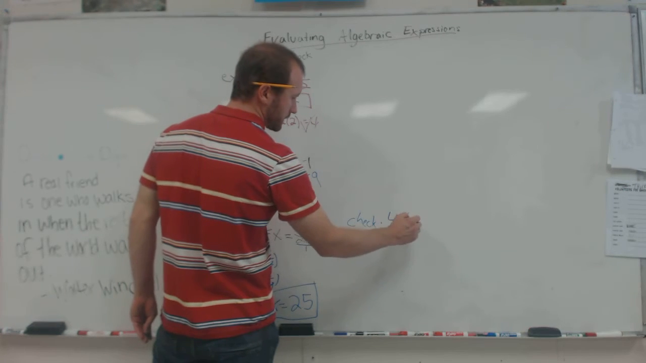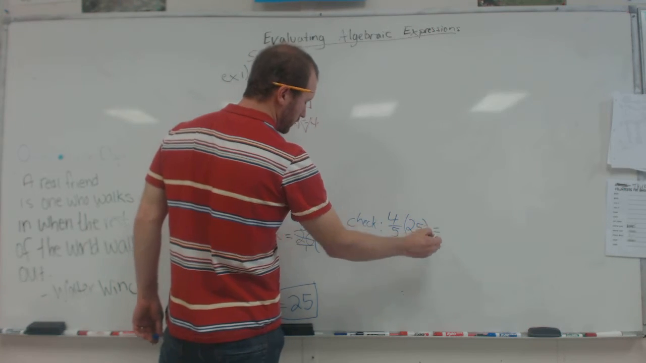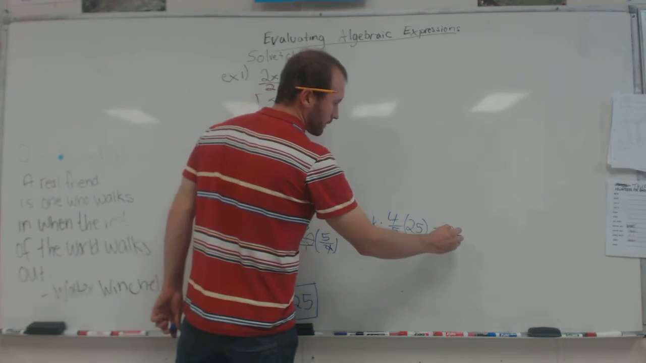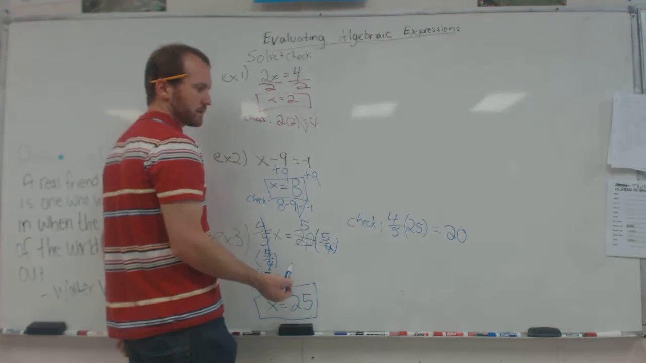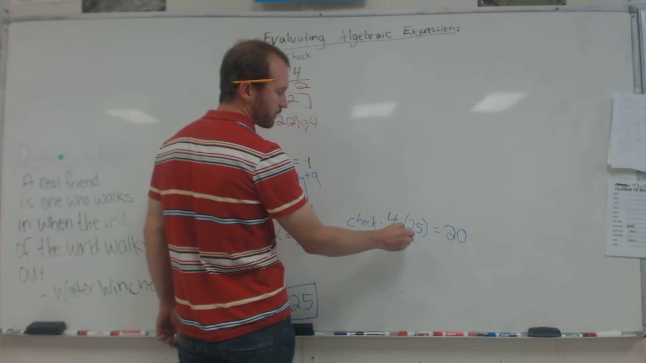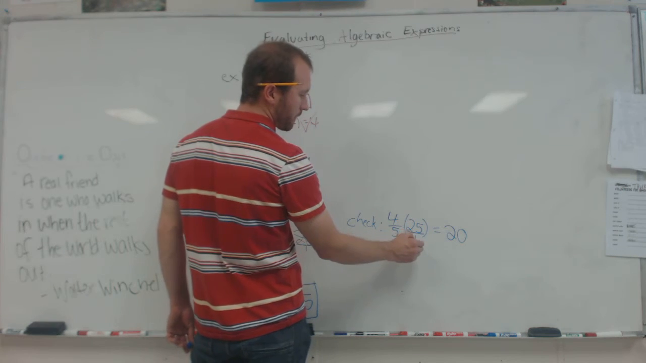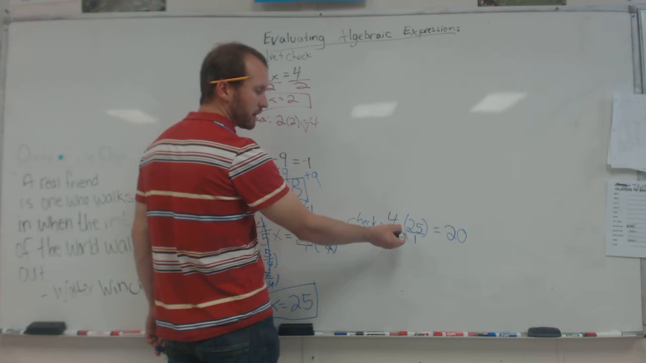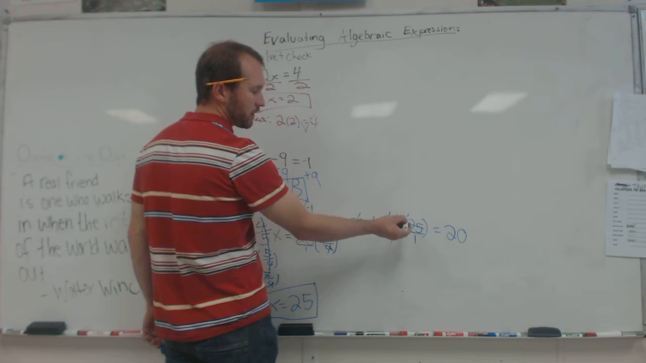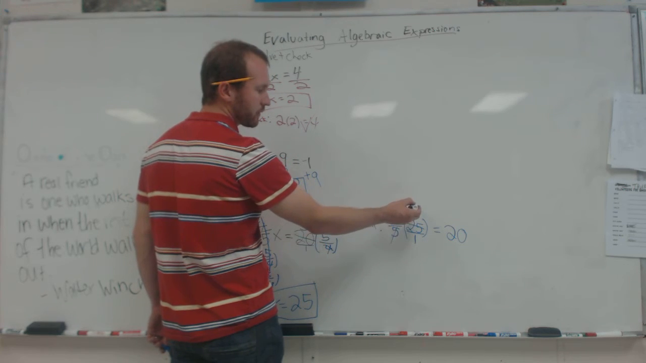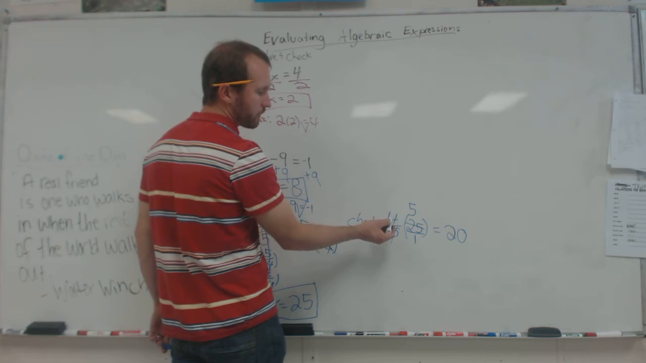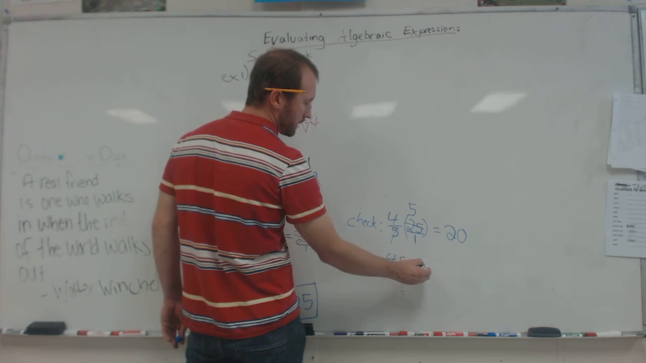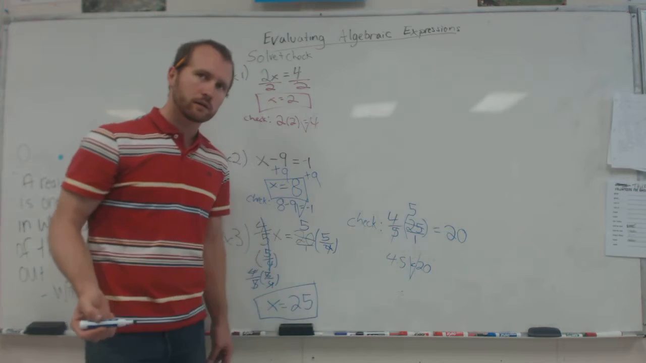4/5 times 25 equals what? What was the original problem? 20. Okay. So what is 4/5 times 25? A helpful way might be to put that 25 over 1. Yeah, we can cross out the 5, and what's left up top here? 25 divided by 5 is 5. So what's left here? 4 times 5 equals 20. Is that true? Check. So it's true.